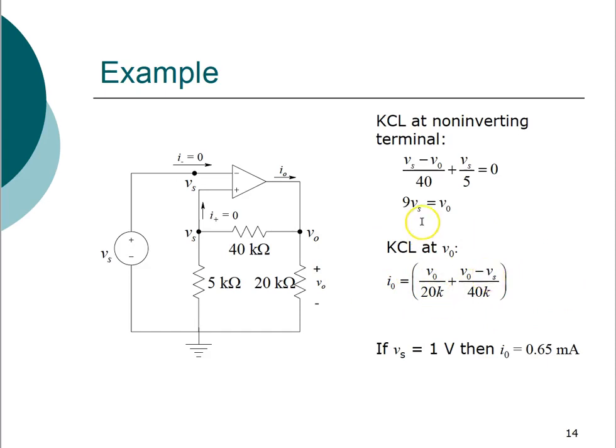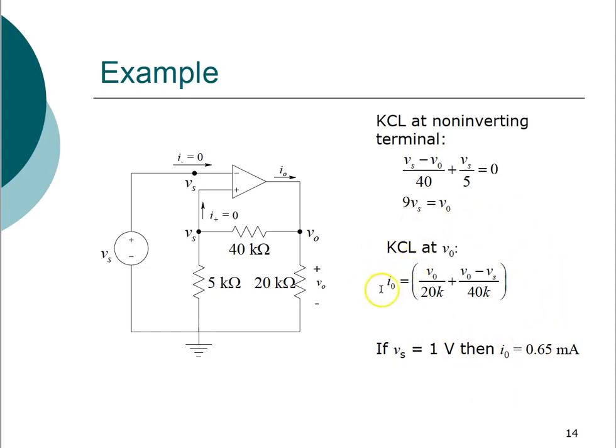So now you know the value of V naught already, which is 9 volts from the previous equation, and you know the value of Vs. So here you will get 9 volts divided by 20 kilo ohm plus V naught minus Vs, which is 9 minus 1 volts, that means 8 volts upon 40 kilo ohm. You simplify and do the math, and you will find the output current, which is going to be 0.65 milliamps.